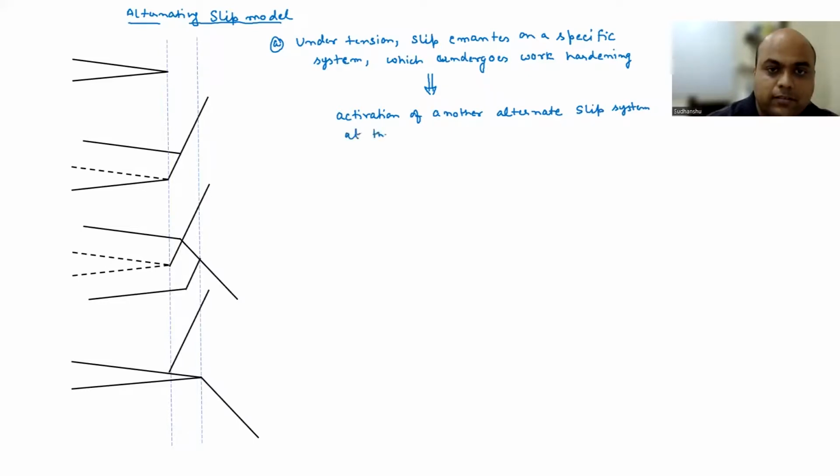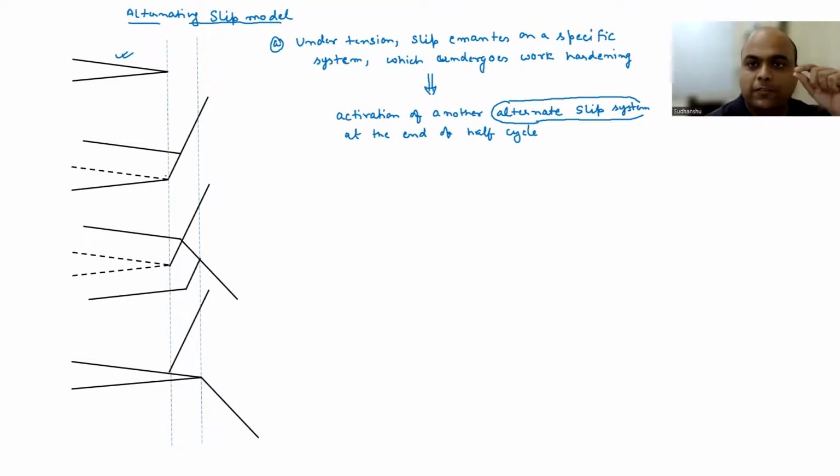Slip system at the end of half cycle. So you are going to have the activation of alternate slip system at the end of half cycle. Okay. So let me explain this. So you have, say, this crack. Now I am on the left side, right? And because of the increment of load during loading, there will be slip emission, right, on a particular slip system. So that particular slip system is, say, this line here, right? So dislocations are going to be emitted like this, right?